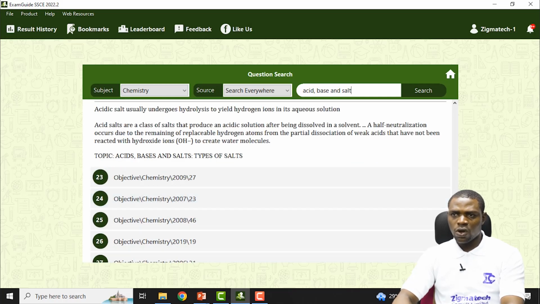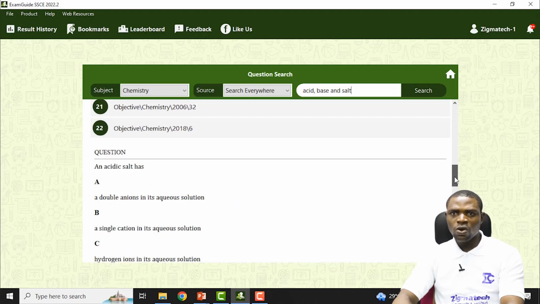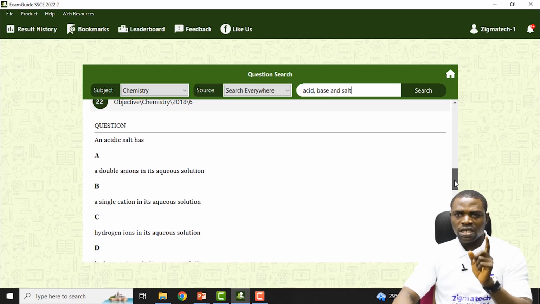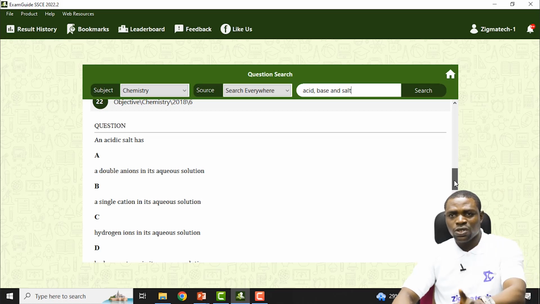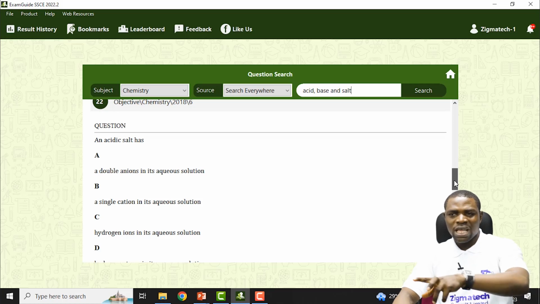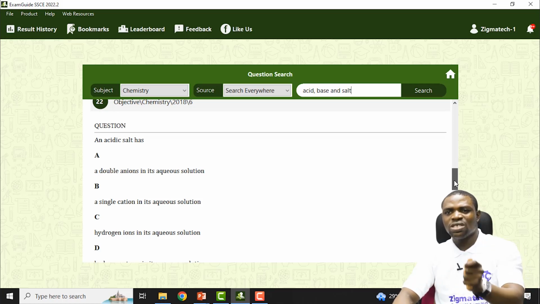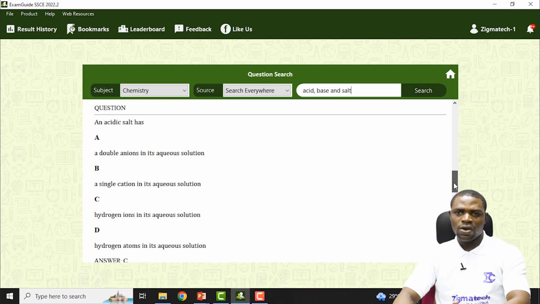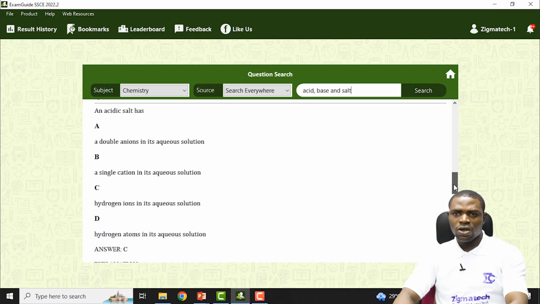Now look at the next question right here. The question says an acidic salt has A, a double anion in its aqueous solution, B, a single cation in its aqueous solution, C, hydrogen ion in its aqueous solution. Remember, acidic. I told you that what comes out when you react acid with water or with anything is the hydrogen ion, which is part of the component of an acid. So here C is very accurate, hydrogen ion in its aqueous solution.